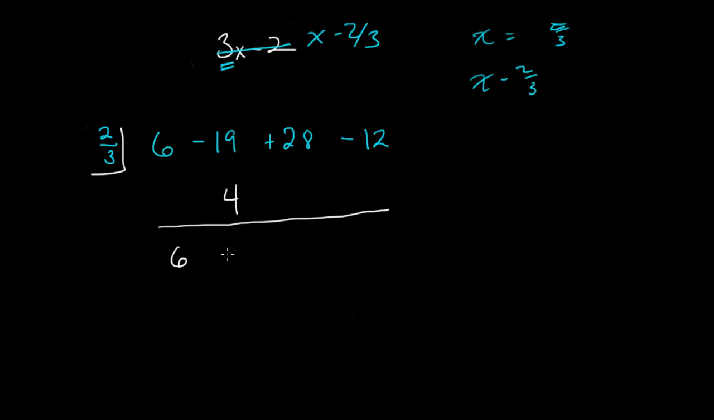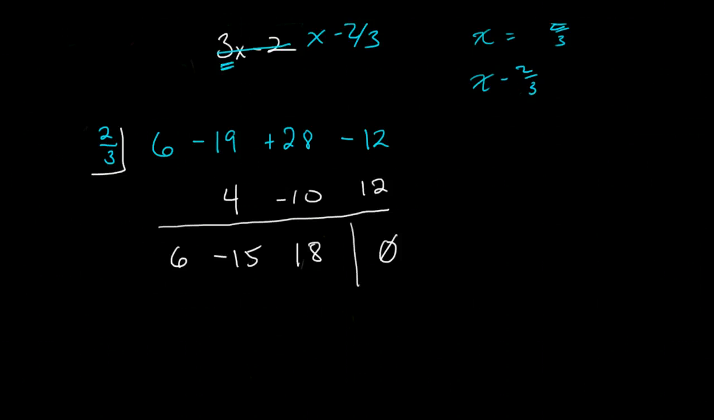When I add that in, negative 19 plus 4 is a negative 15. Now I multiply that by 2/3, so negative 15 times 2 is negative 30. Divide that by 3 and I get a negative 10. And when I add 28 plus a negative 10, I get a positive 18. And then I do the same thing. 2 times 18 is 36. 36 divided by 3 is a positive 12. So I have no remainder, it looks like.